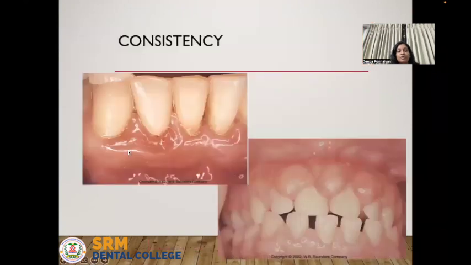So next you check for consistency. The consistency of the gingiva in health is firm and resilient. And sometimes when you have gingival enlargements, when the gingiva is highly enlarged, the consistency becomes soft and edematous. So we see that there is a lot of edema and inflammation, and the gingiva is highly enlarged.